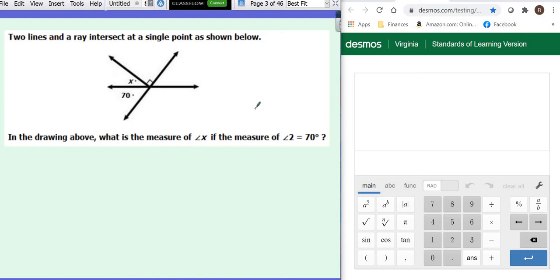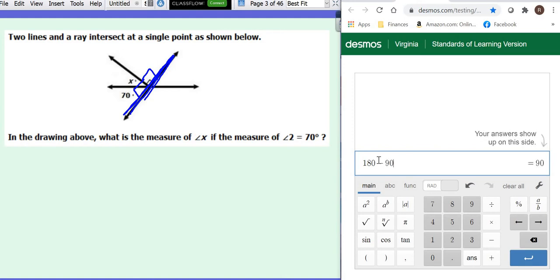Well, there's a couple of ways to do this. If you look at this line here, and you know this angle is 90, then you know this angle is 90. But you could also look and say all three of these angles form a straight line. So you know that straight line is 180. So I'm going to subtract the 90 that square represents on the right, and I'm going to subtract the 70. So that means angle X has got to be 20 degrees.